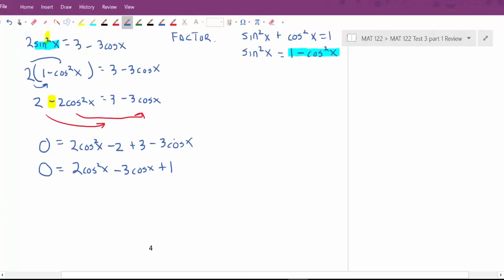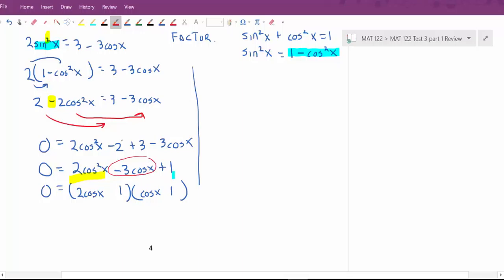All right, so I'm going to go ahead next and factor this now. I'm going to draw 2 parentheses. The first term is 2 cosine squared x, so all that could be is 2 cosine x and cosine x. And then my last term is a 1, so all that can be is a 1 and 1. And then try to get your signs to add up to this middle term. You can do this in your head if you want to, or do this visual.